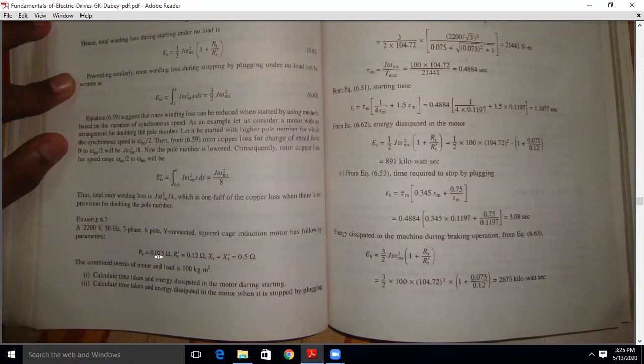RS is 0.075 ohm, RR dash is 0.12 ohm, XS is equal to XR dash, 0.5 ohm, and the combined inertia of motor and load is 100 kg meter square. So it is combined. Now calculate the time taken and energy dissipated in the motor during starting. Second, calculate the time taken and energy dissipated in the motor when it is stopped by plugging. Again we have to calculate two parameters: one is time taken and second is energy dissipated, during starting and again when it is stopped by plugging.